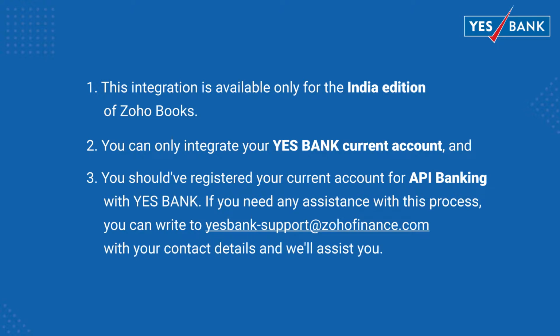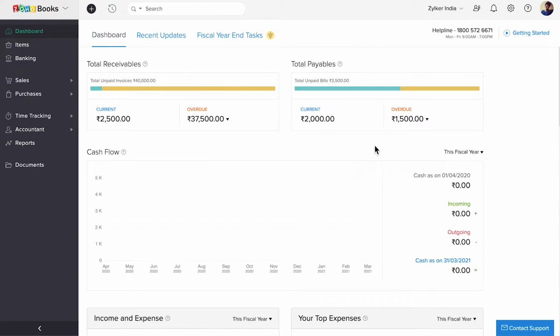You can only integrate your Yes Bank current account, and you should have registered your current account for API banking with Yes Bank. If you need any assistance with this process, you can write to yesbank-support@zohofinance.com with your contact details and we'll assist you. Now let's set up the integration.